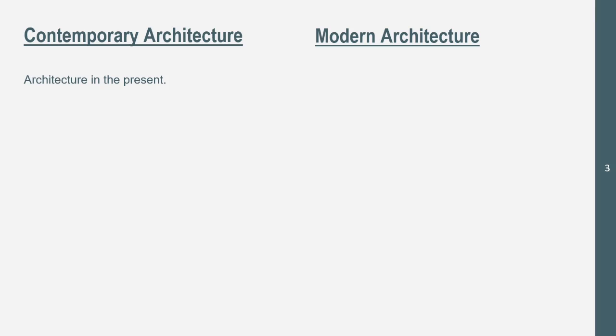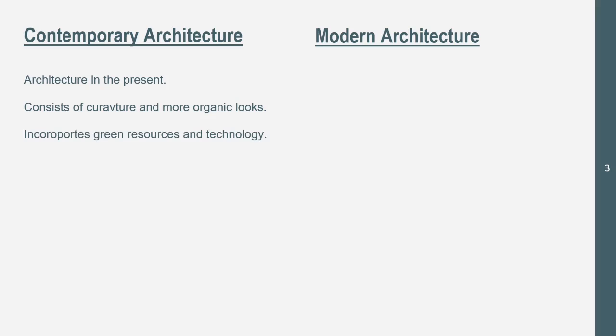So contemporary architecture, contemporary basically means the present, so it's going to be architecture of the present. It consists of curvatures and more organic looks. You will see what that looks like in just a second. It incorporates green resources and technology. So I was saying earlier, most architects now are trying to preserve the environment. We've realized that past people have used resources and tools that have harmed the environment. So we're trying to get a green deal, green resources when creating infrastructure.